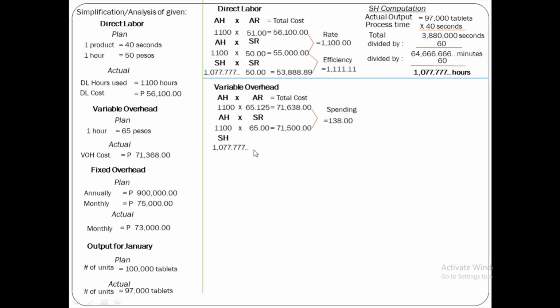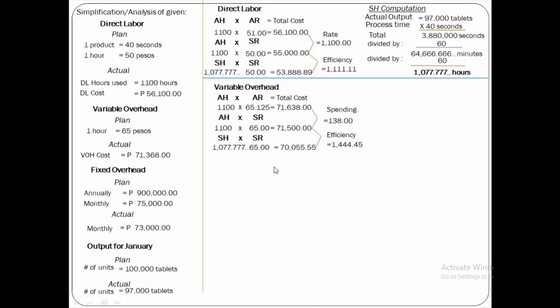It's 1077.77 times the standard rate of 65 equals 70,055.55, and you need to deduct it from 71,500 in order to get another 1,444.45, which is still unfavorable, and that is what we call efficiency variance.